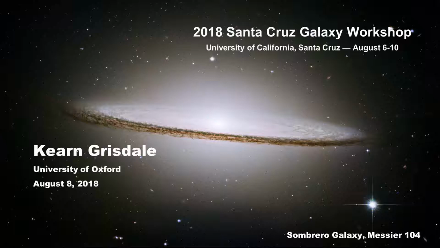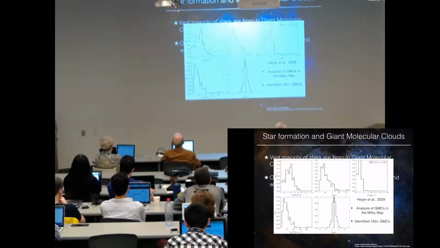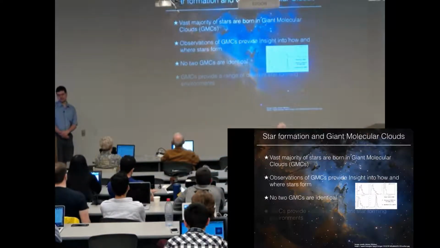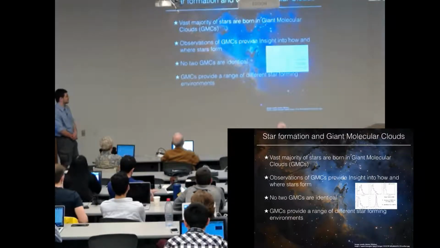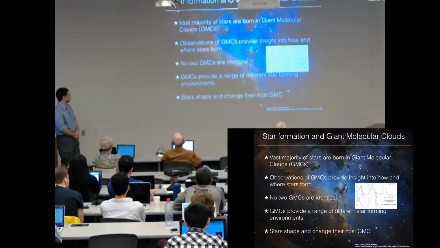As observations, say from Hey et al., that I'm showing here, show, GMCs have a range of different properties, be it a range of masses, sizes, velocity dispersions, surface densities, etc. So that means that we actually have a range of different star-forming environments, and we need to understand all of these if we're really going to get a handle on star formation. And then to make things even simpler, stars like to influence their environment through feedback and other processes. So that changes the GMCs, and of course, then changes the environment in which stars form.